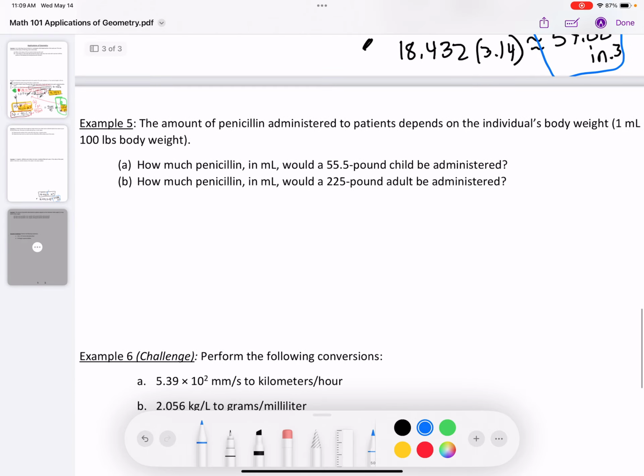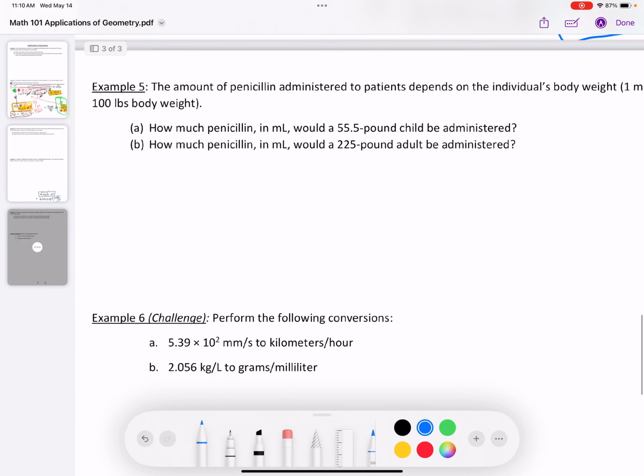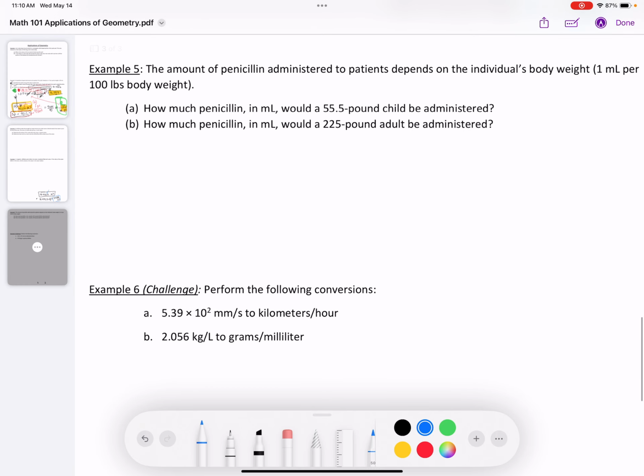Okay, now here's a real life situation that actually matters. Not like how much ice cream is in an ice cream cone, or how much water is in a water balloon. Here we go. This might matter in real life. Penicillin. That's a good thing.